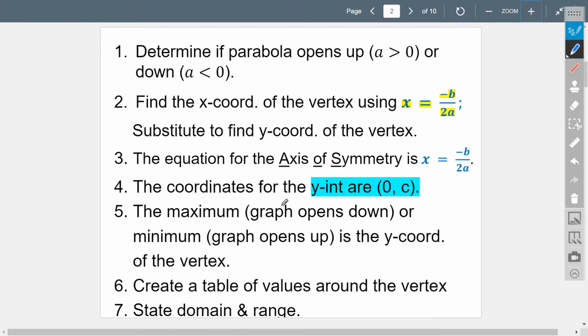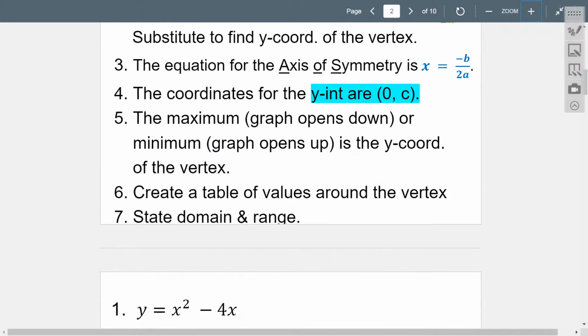Now, if the graph opens up like this, then the vertex represents a minimum. And if the graph opens down like this, then the vertex represents a maximum. And we typically refer to the maximum and minimum just by the y-coordinate. So the y-coordinate of the vertex is either the maximum or minimum value.